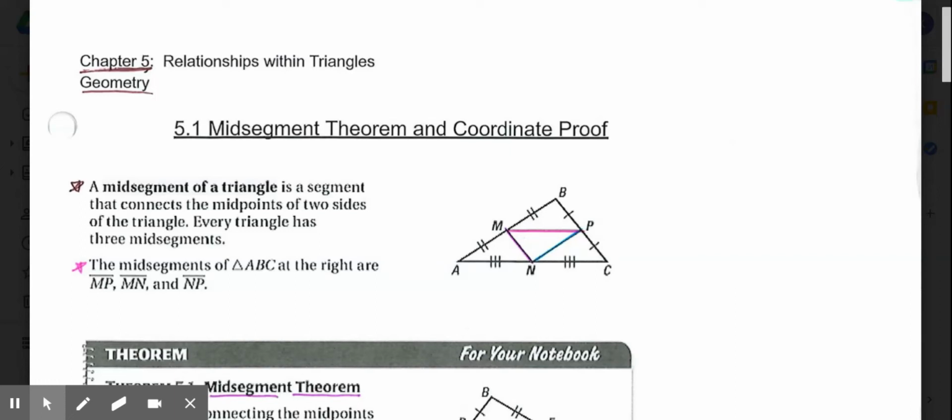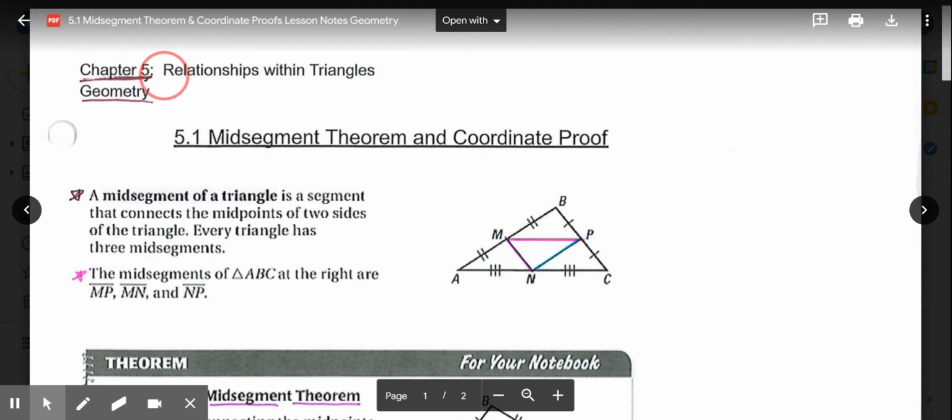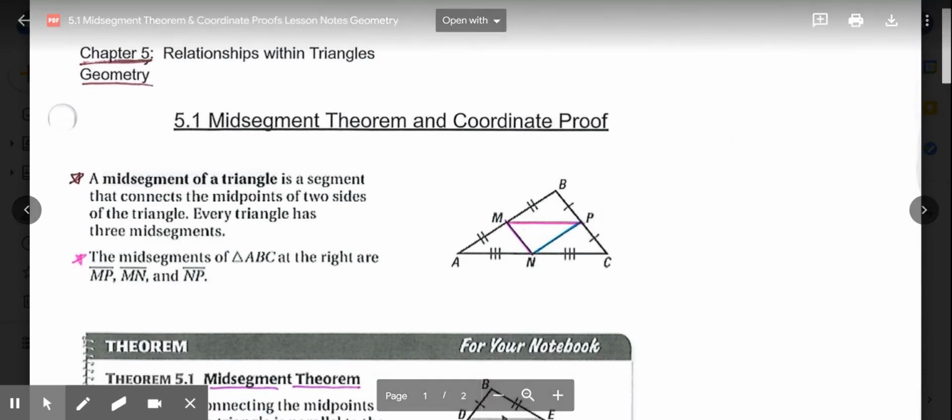Welcome to Chapter 5.1, Midsegment Theorem and Coordinate Proof. So in Chapter 5, we are going to be looking at all sorts of different relationships found within triangles. Last chapter was all about congruent triangles and corresponding parts of congruent triangles. Now this chapter is just going deeper into triangles and relationships we see and special properties. So, midsegment theorem and coordinate proof.